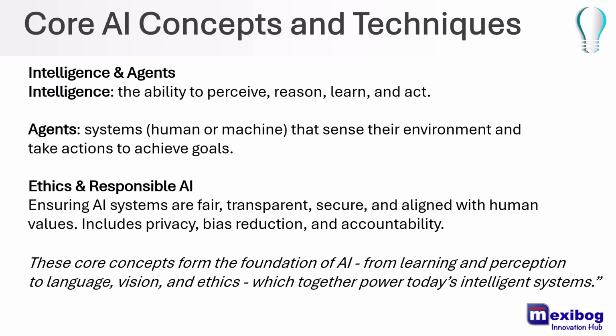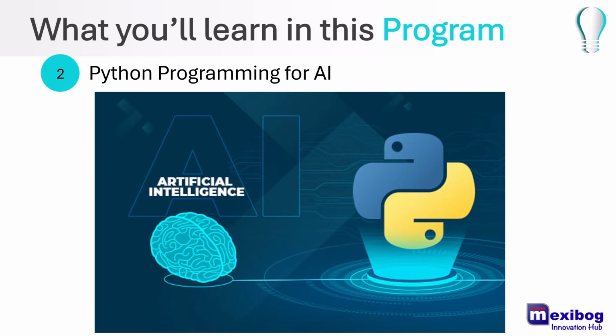So these core concepts that we've mentioned, machine learning, deep learning, neural networks, computer vision, they form the foundation of AI. From learning and perception to language, vision, ethics, these together power today's intelligent systems. So what you will learn in this program: we first talked about the core concepts. That's the first thing we mentioned. So this is number 2 of what you learn. You learn Python programming for AI.